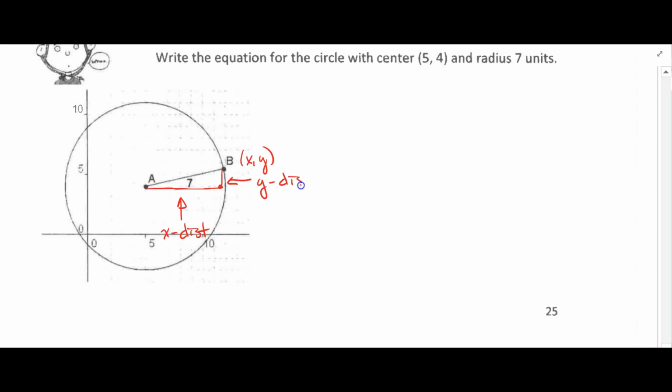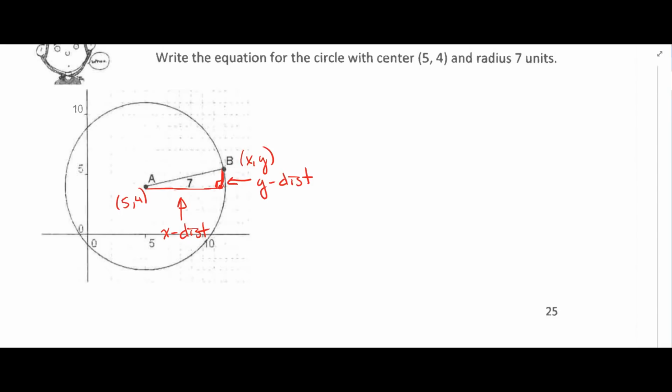And when I say x distance and y distance, the x distance, this is 5, 4 here. The x distance is just the distance from 5 to wherever x is. That's my x distance, which would represent that side of our right triangle. And then the y distance would be the vertical distance between point A and point B, which is represented by this leg, the shorter leg of the right triangle.